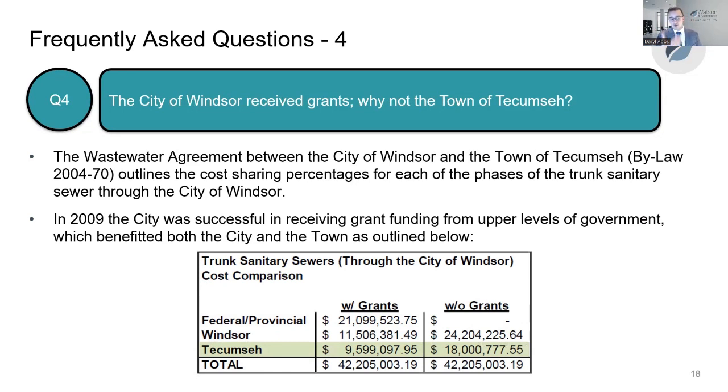And as an example, as shown below, what was identified initially was a total of $42.2 million. So with grants, just over 21 million was provided in federal and provincial grants. That left 11.5 million to be funded by the city of Windsor, 9.6 million to be funded by the town of Tecumseh. Without grants, this amount would be almost double for the town of Tecumseh. So those grants did in fact benefit the town.